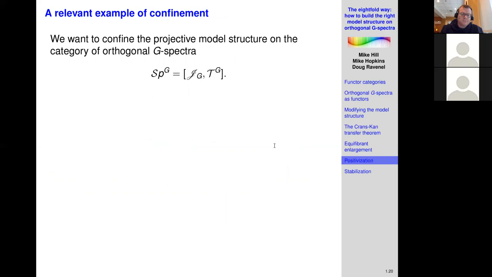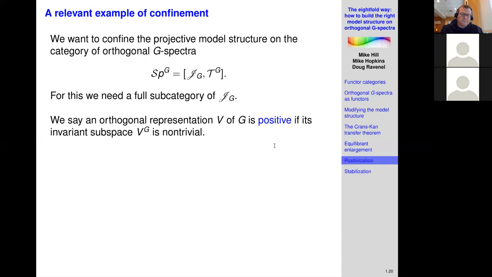So here's the relevant example. We're starting with the projective model structure on orthogonal G-spectra. And I need a subcategory of the Mandell-May category J_G. And so here it is. We're going to say that an orthogonal representation is positive if its invariant subspace is non-trivial. In other words, it has to have a non-trivial vector that is fixed by the group. That's what I mean by a positive representation. I'm requiring it to have a non-trivial invariant vector.